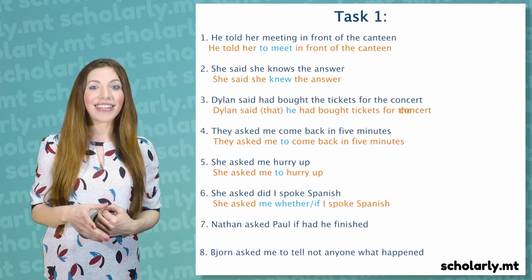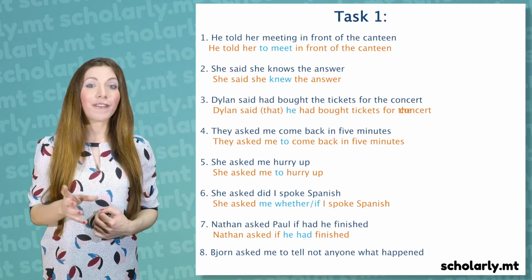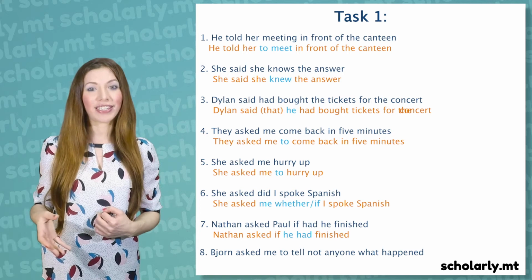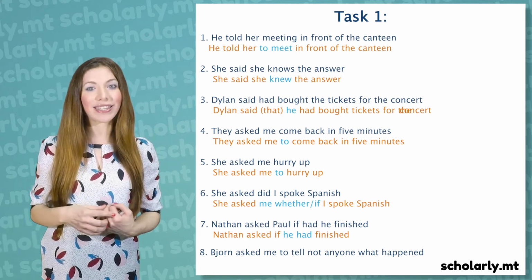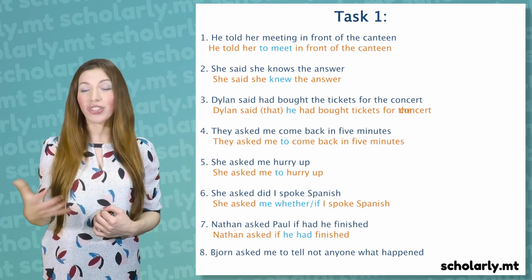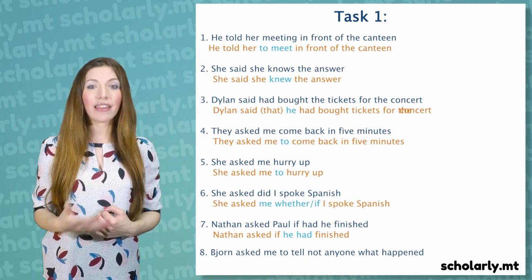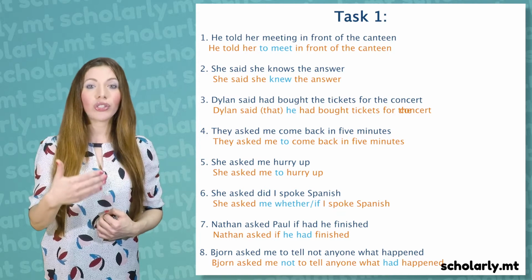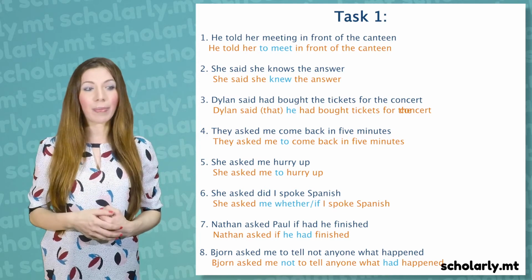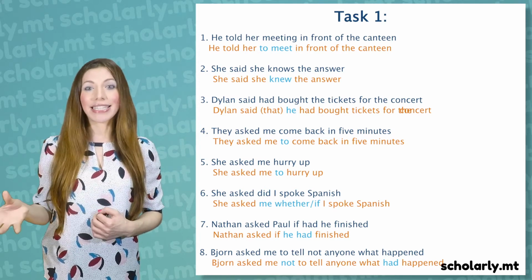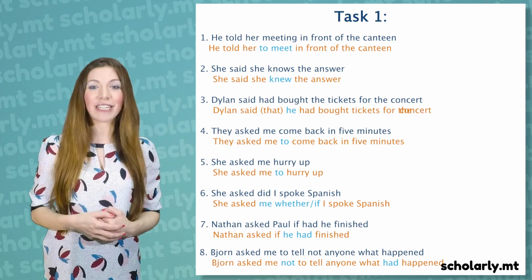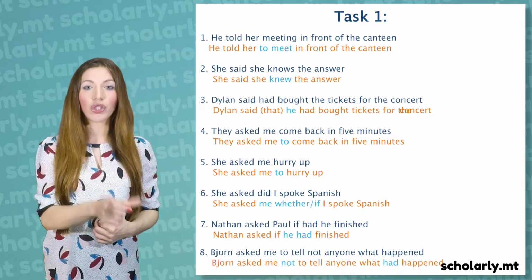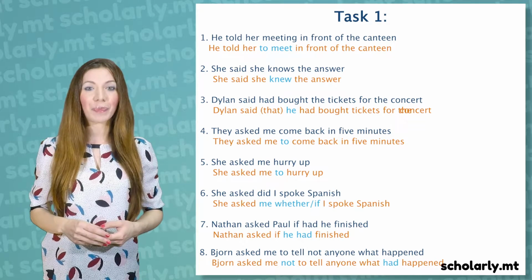Sentence 7. Nathan asked if he had finished. Again, we forgot the object over there, which is a common mistake. And the last one. Bjorn asked me not to tell anyone about what had happened. That's command in the negative form. We use not plus the infinitive. Good. Now we're going to move on to reporting verbs.